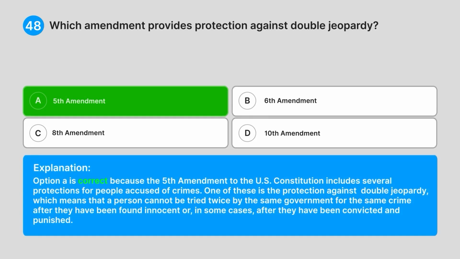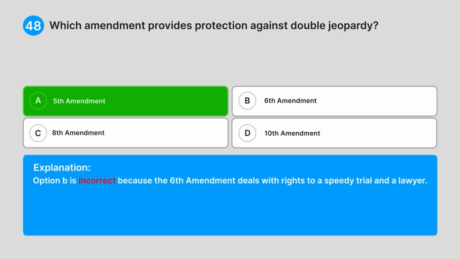Explanation. Option A is correct because the 5th Amendment to the US Constitution includes several protections for people accused of crimes. One of these is the protection against double jeopardy, which means that a person cannot be tried twice by the same government for the same crime after they have been found innocent or, in some cases, after they have been convicted and punished.